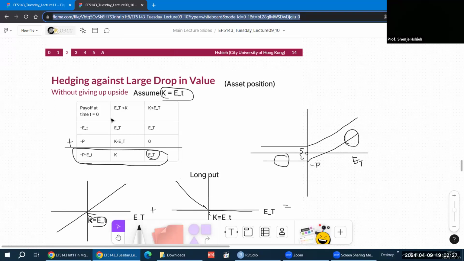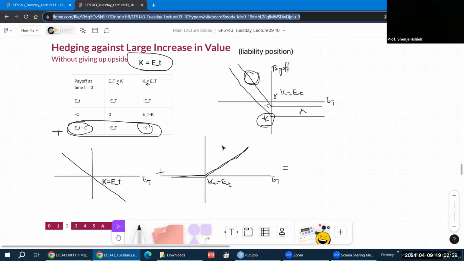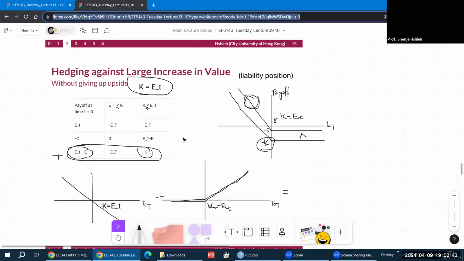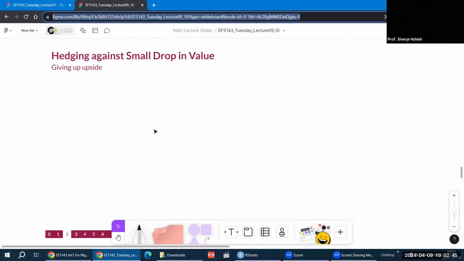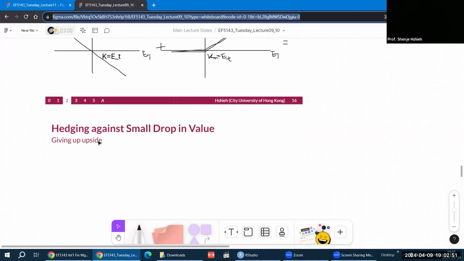options to hedge against, explaining the subtleties of hedging using options depending on whether or not you have an asset or a liability position. And so where we left off was hedging against large increases in value or drops in value. We can do the same for small drops in value. So here, the difference is that we are going to give up the upside. All right, so that means that our upside is going to be capped.